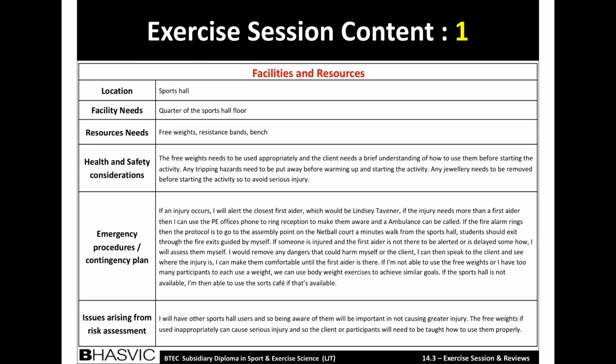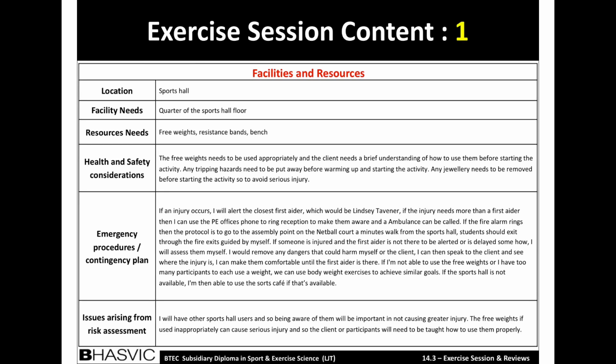If someone is injured and the first aider is not there to be alerted or is delayed somehow, I will assess them myself. I will remove any dangers that could harm myself or the client. I can then speak to the client to see where the injury is. I can make them comfortable until the first aider is there.